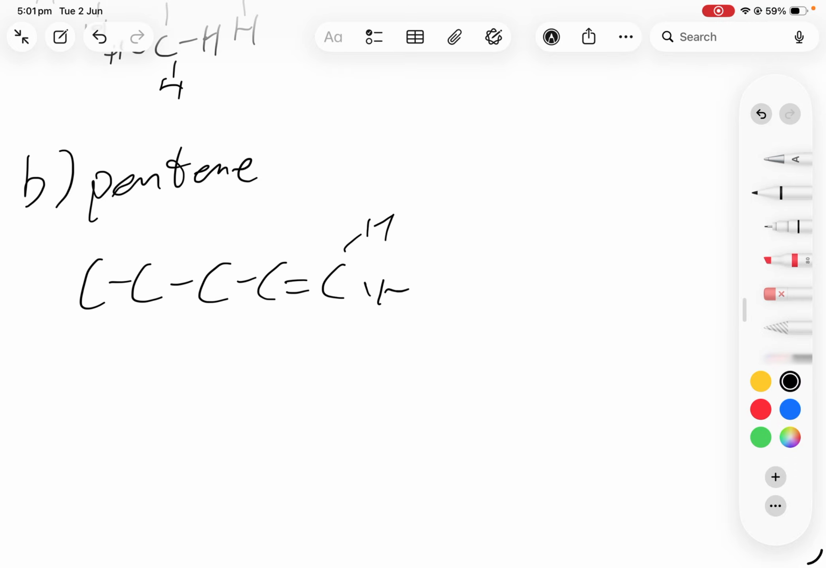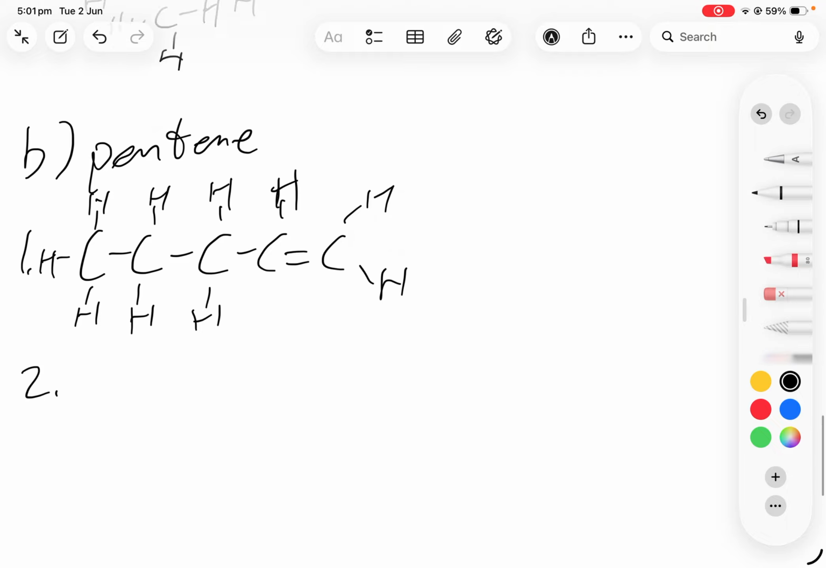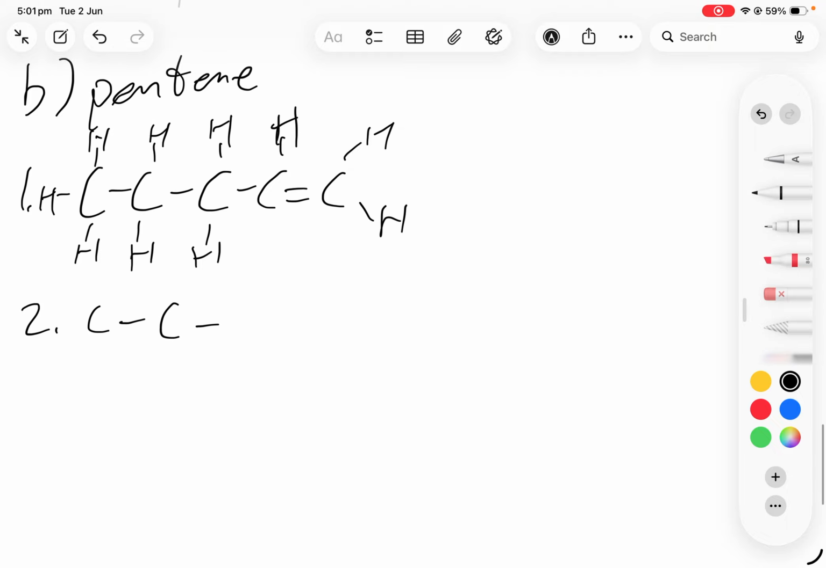This one can't have geometric isomers like cis trans, because it looks the same anyways. And that's 1 and 2. We'll have it in the middle.